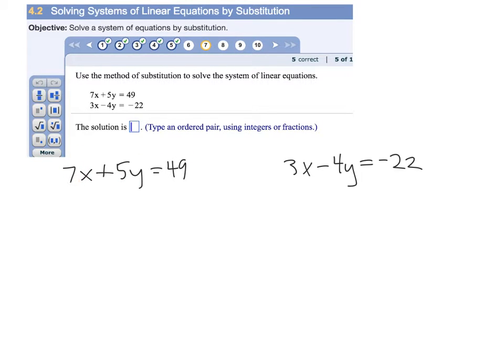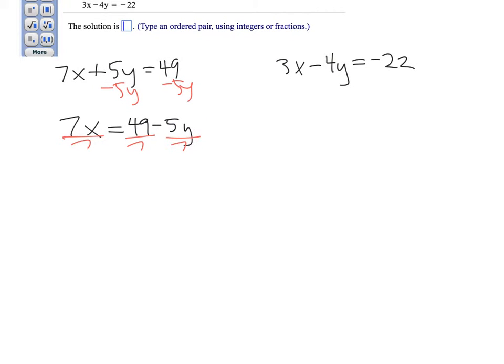So we're going to get x all by itself. We're going to subtract 5y from both sides. So that ends up being 7x is equal to 49 minus 5y. And then we're going to divide by 7, which means everything has to be divided by 7. That means x is equal to 7 minus 5/7 y. Okay, so there is our solution for x.